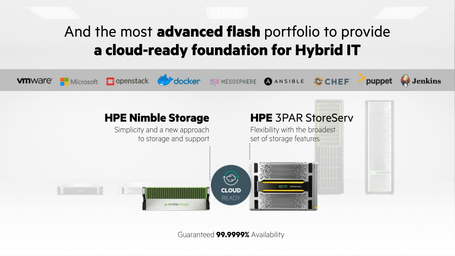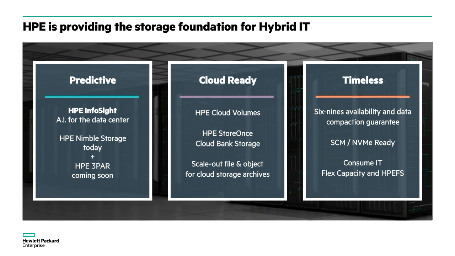Now that you've seen that quick overview of HPE Nimble Storage and 3PAR storage products, I'd like to finish with a recap of our 3 key differentiation points before I hand things off for the deep dive on Nimble Storage. First, predictive. We bring AI to the data center through HPE InfoSight by predicting and preventing problems across the infrastructure. Today it's available for HPE Nimble Storage, and it's coming soon to 3PAR and other products.